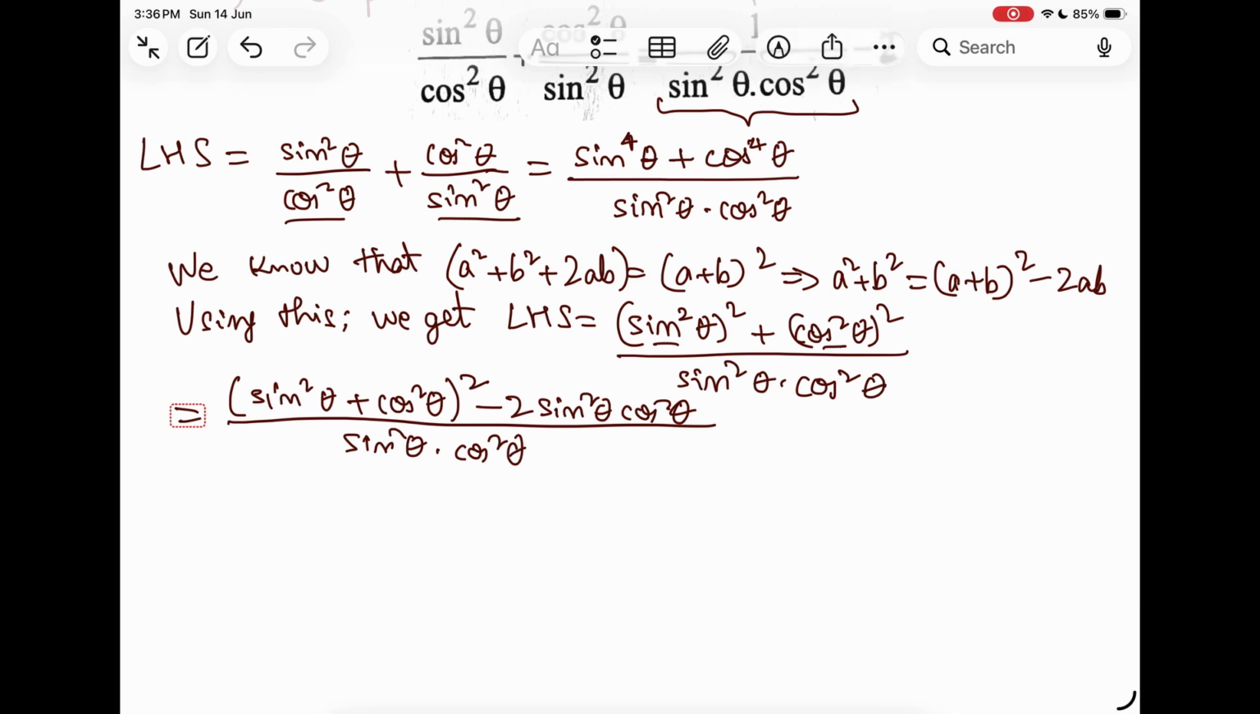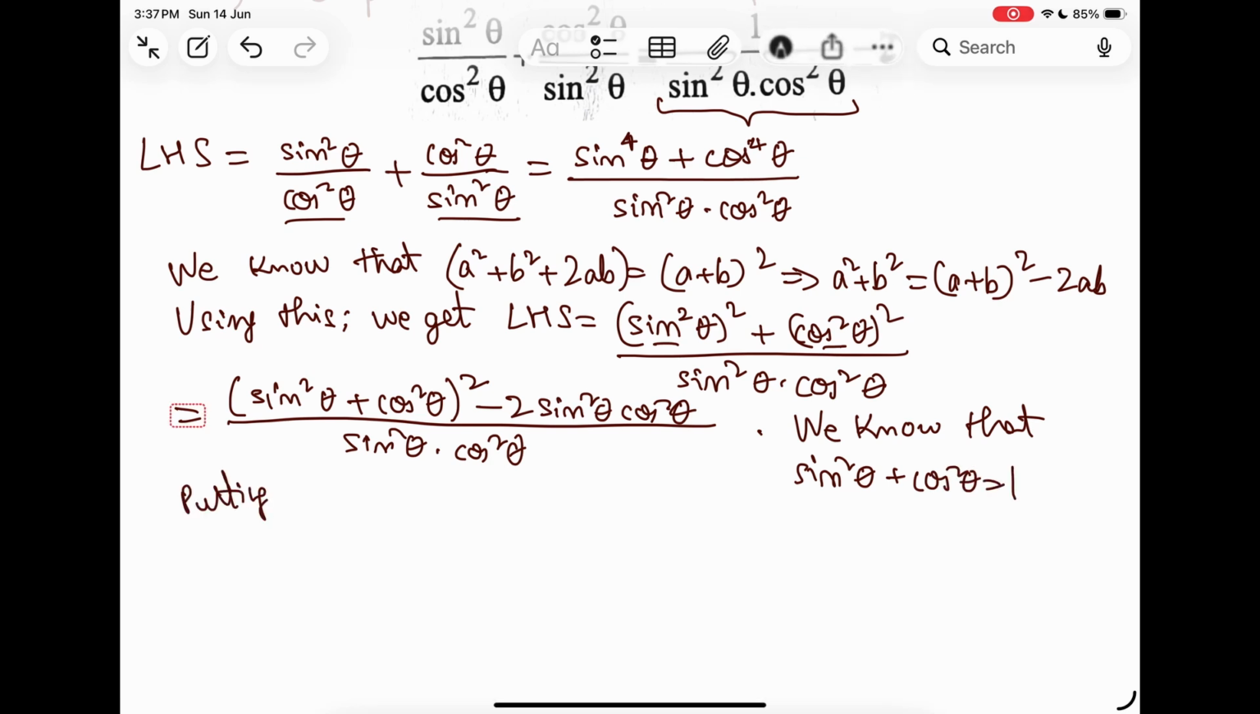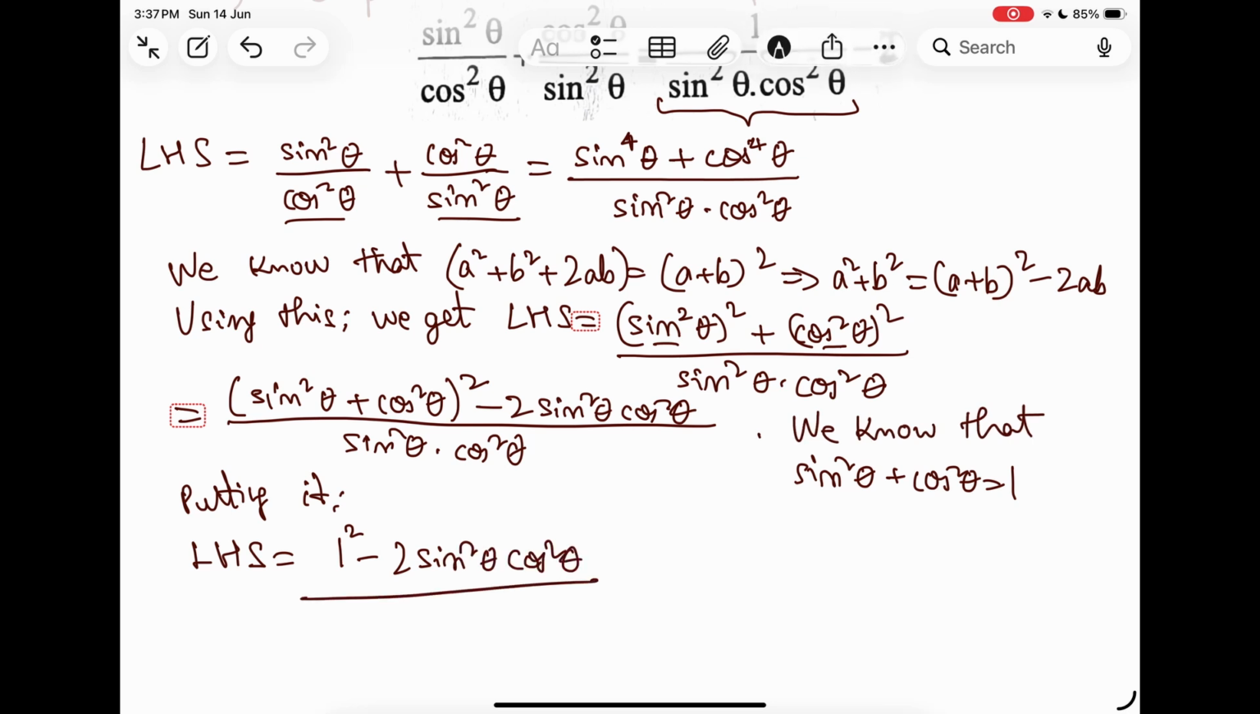Alright, now it is quite much easier for you, right? Now we know that sine square theta plus cos square theta is equal to 1. Again, the same formula that we have to use almost every time. Putting it, we get 1 square, that is obviously 1, right? 1 minus 2 sine square theta multiplied with cos square theta upon sine square theta multiplied with cos square theta.